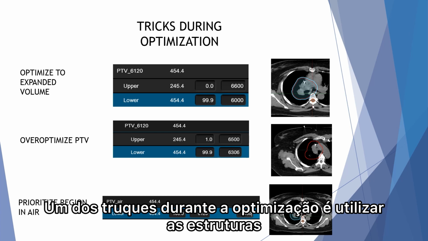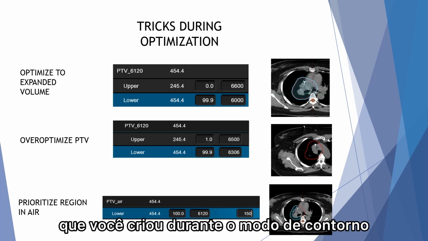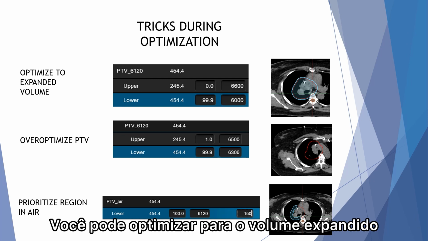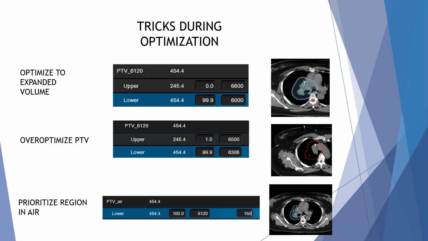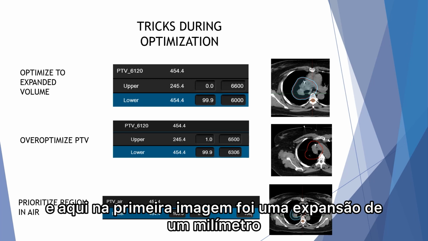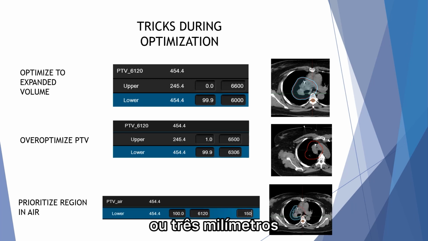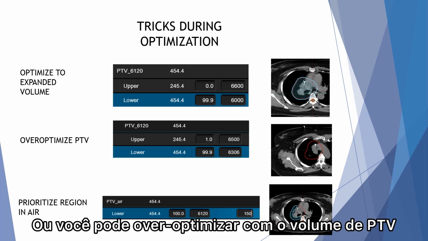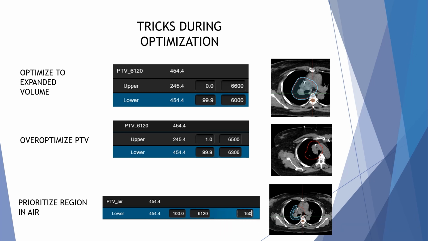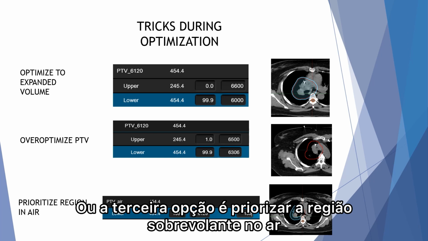Some of the tricks during optimization is utilizing the structures you had created during contouring mode. You could either optimize to the expanded volume, and here in the first image was about a 3 millimeter expansion, or you can over optimize with the PTV volume that was already created, or the third option is to prioritize the overlapping region in air.